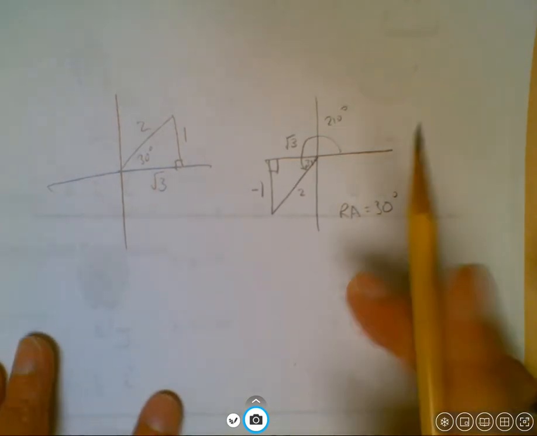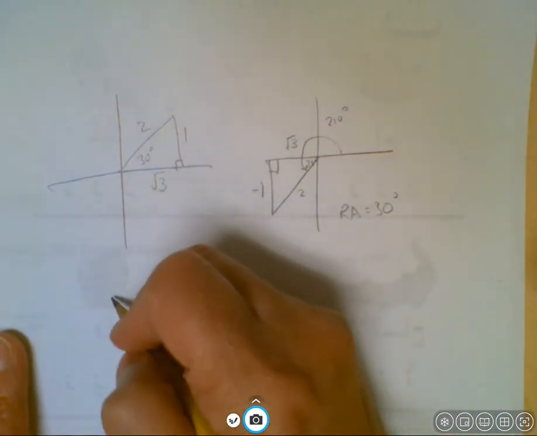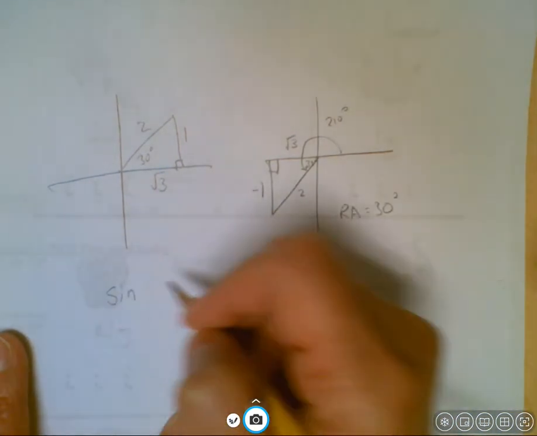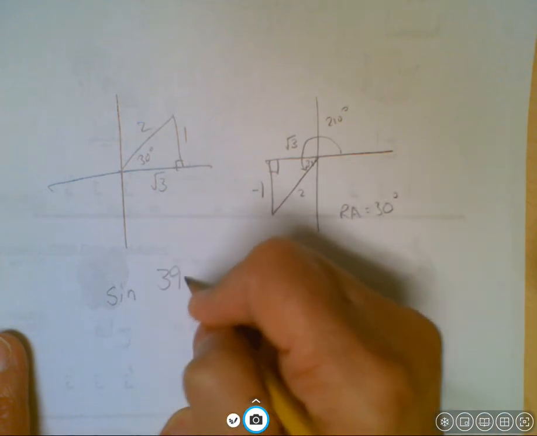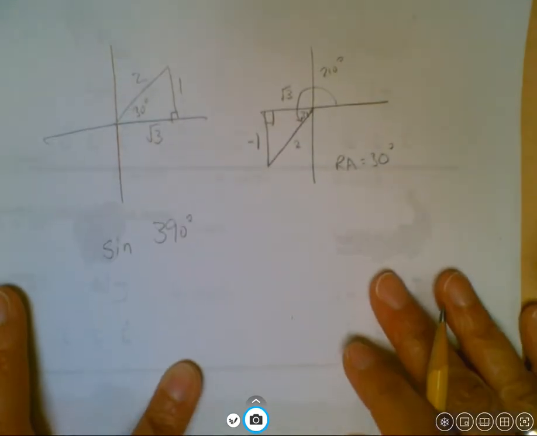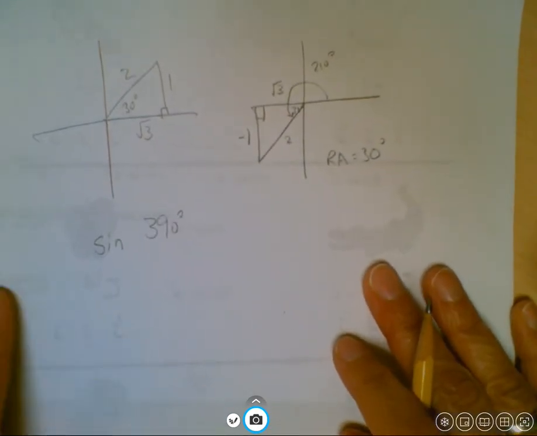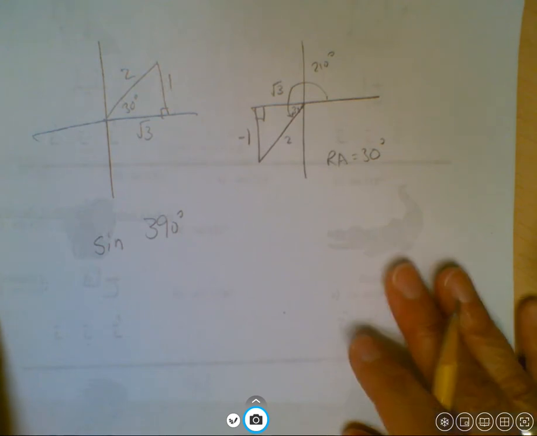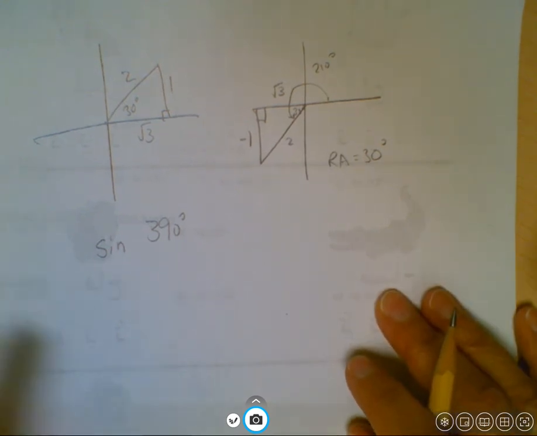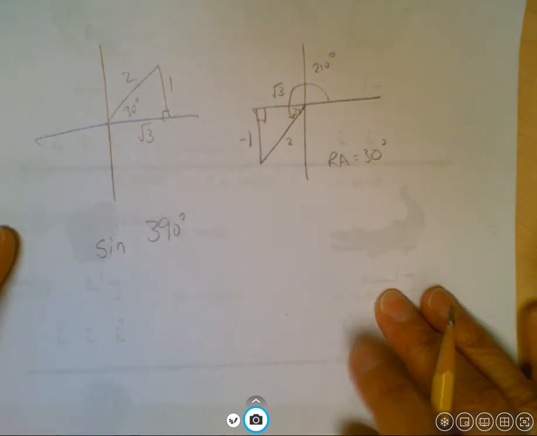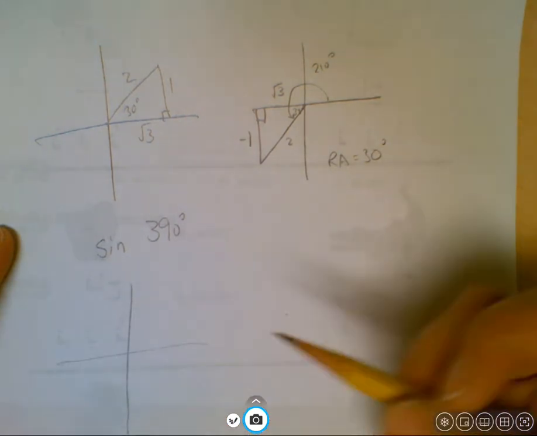So what I wanted to show you today is, what if I ask you for sine of 390 degrees? Okay, so we've never had angles that are greater than 360, right? In grade 10, we never had anything greater than 180. Now we can go all the way around the circle and get to 360. What if I give you something bigger than 360, right? Then what is that? So you're probably already thinking of what it is.